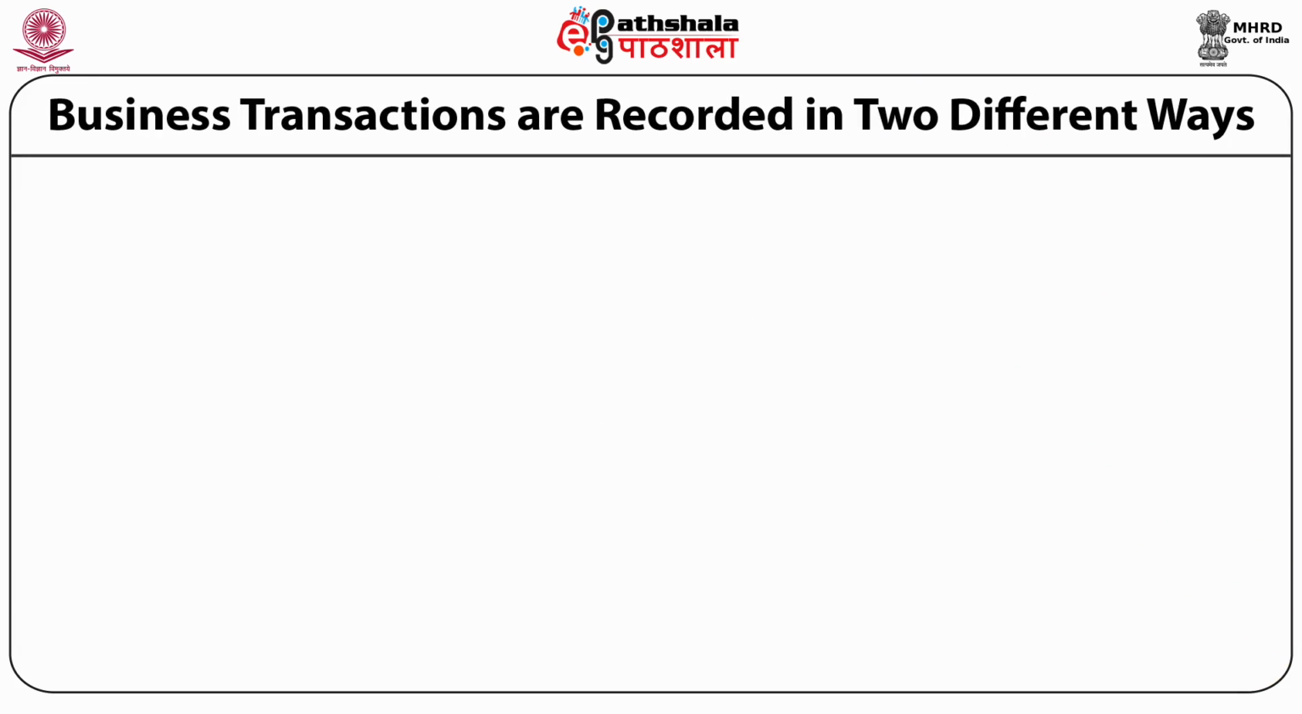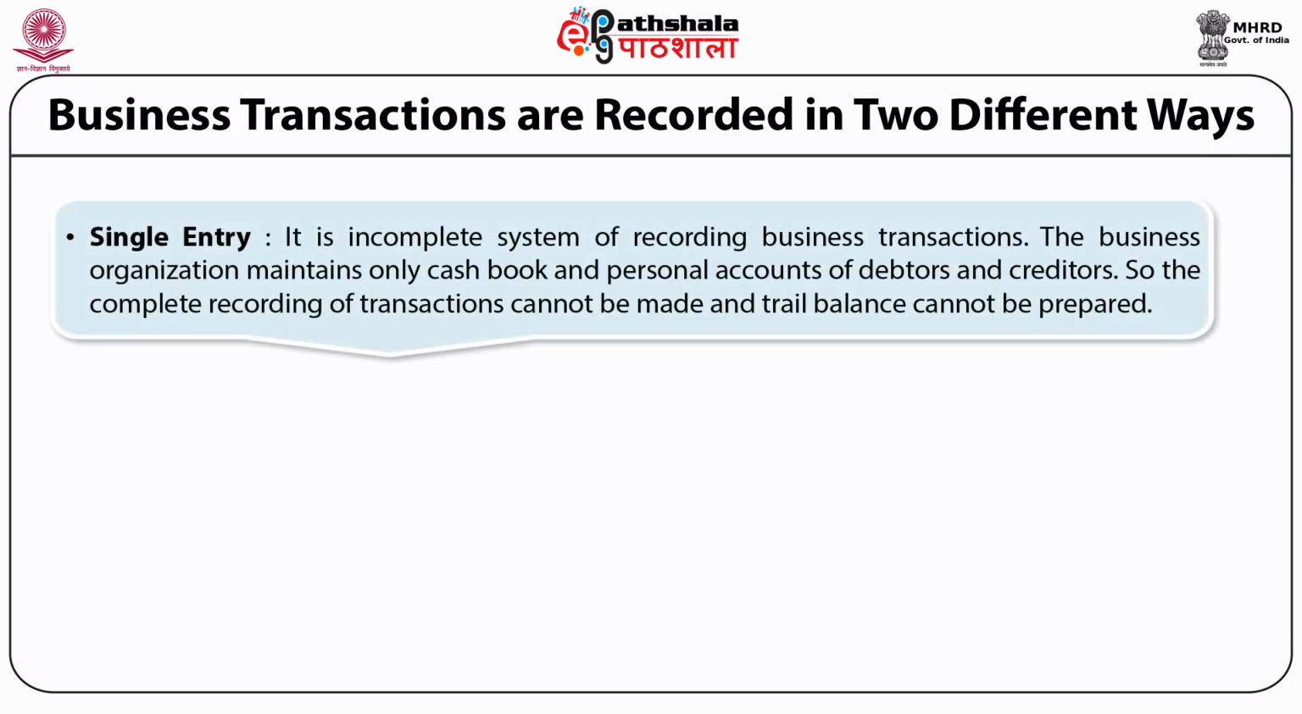Business transactions are recorded in two different ways. First, single entry, second, double entry. Now, single entry. It is an incomplete system of recording business transactions. The business organization maintains only cash book and personal accounts of debtors and creditors. So the complete recording of transactions cannot be made and trial balance cannot be prepared.